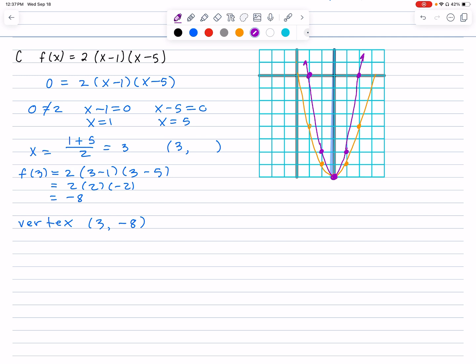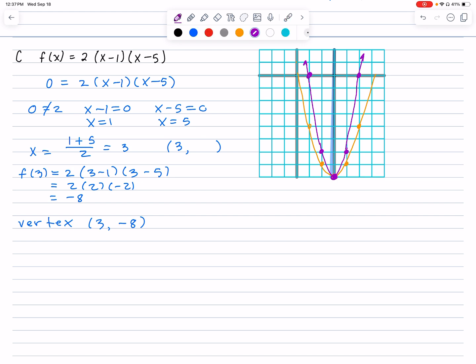I want you to notice it crossed the x-axis at x equals 1 and, 1, 2, 3, 4, 5, x equals 5. Just like we said it was going to. This graph gave us the x-intercepts. It tells us where it crosses the x-axis. Okay? Let's keep on going.